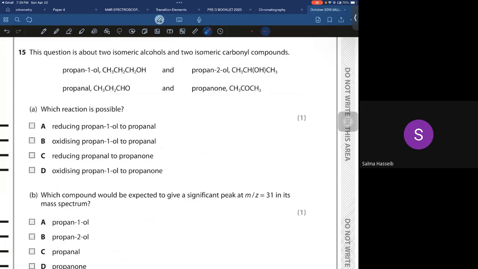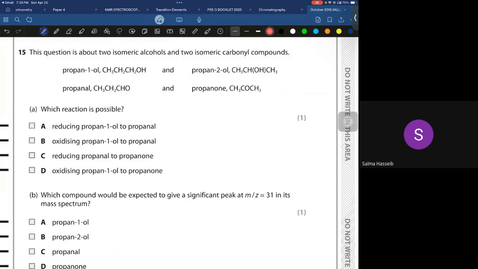This question is about two isomeric alcohols and two isomeric carbonyl compounds. This is your primary alcohol, this is your aldehyde, this is your secondary alcohol, this is your ketone. Which reaction is possible? Reducing propan-1-ol? No, no. Alcohols can be oxidized; they cannot be reduced. So first of all, you must know this. Alcohols can be oxidized.